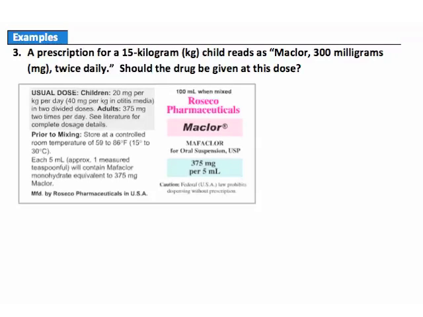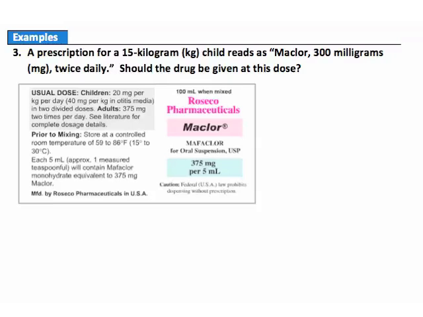Now let's take a look at an example that will help you understand how to determine if a prescribed dose of medication is safe. Example 3. A prescription for a 15 kilogram child reads Maychlor, 300 milligrams, given twice daily. Should the drug be given at this dose?